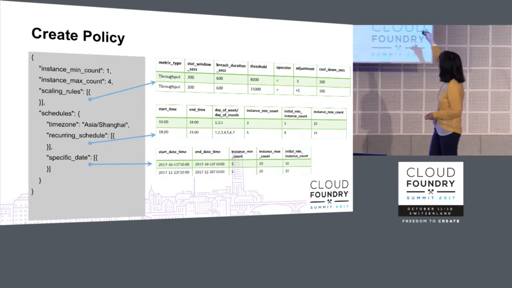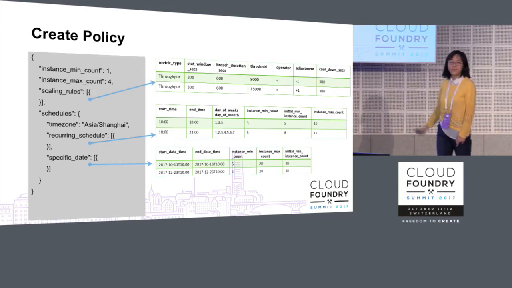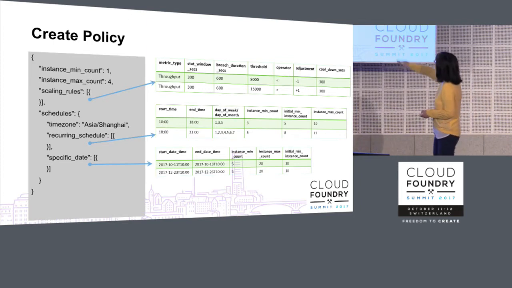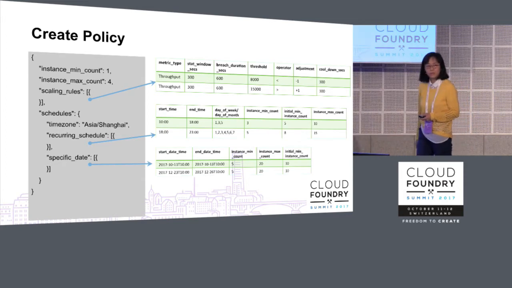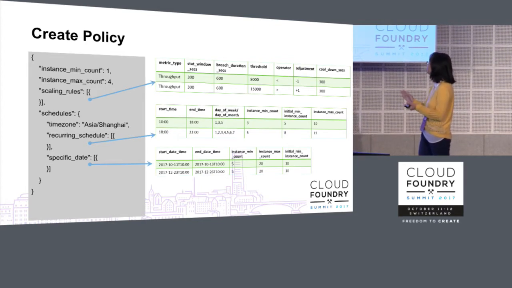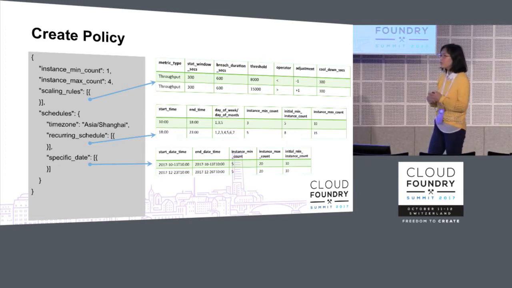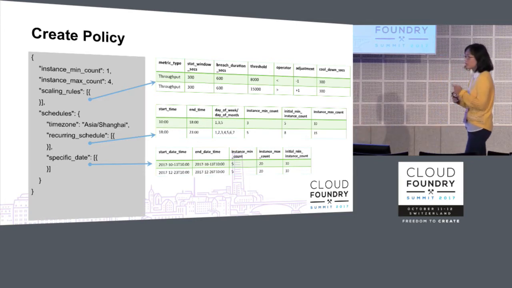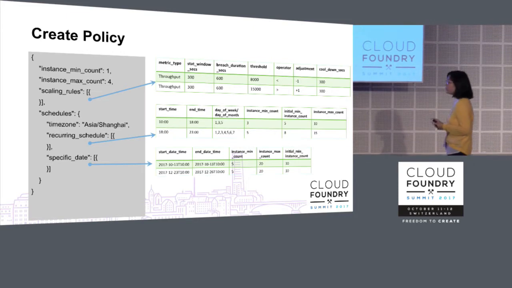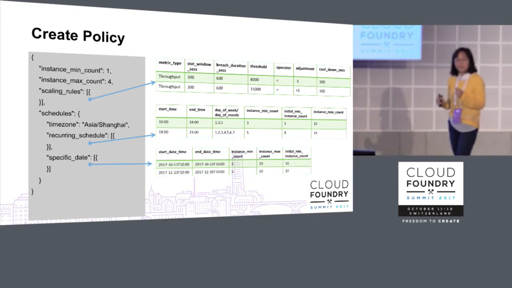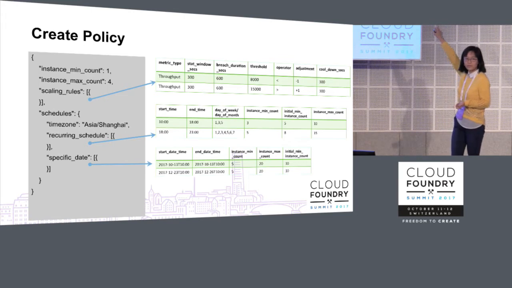And for the scaling rules, you can see there are some numbers and operators here. I can translate it into native language so that it is easy to understand. For example, the second row. That means you will check the throughput as the metric type. You will take the average number of your throughput every 5 minutes and see whether it is greater than 15,000. If it is greater than 15,000, it is a breach. Then if the breach continues for 10 minutes, then it's time to add more instance, add one instance.